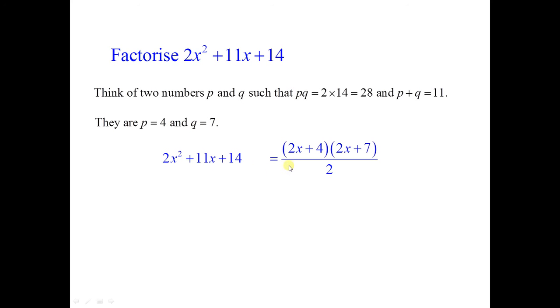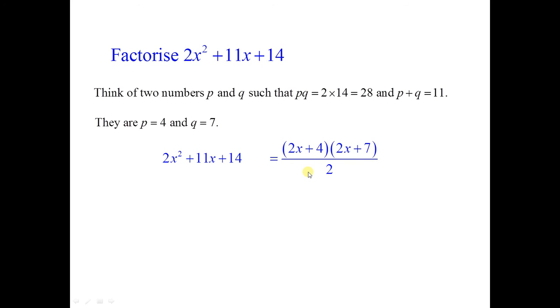Here we go. This 2 here appears in 3 places: there, there, and there. It appears on the top in the first bracket, 2x, the second bracket, 2x, divided by 2. So the 2s come from this coefficient of x squared. And then the 4 and the 7 appear in the brackets at the top, plus 4, plus 7. That's not quite the answer now.